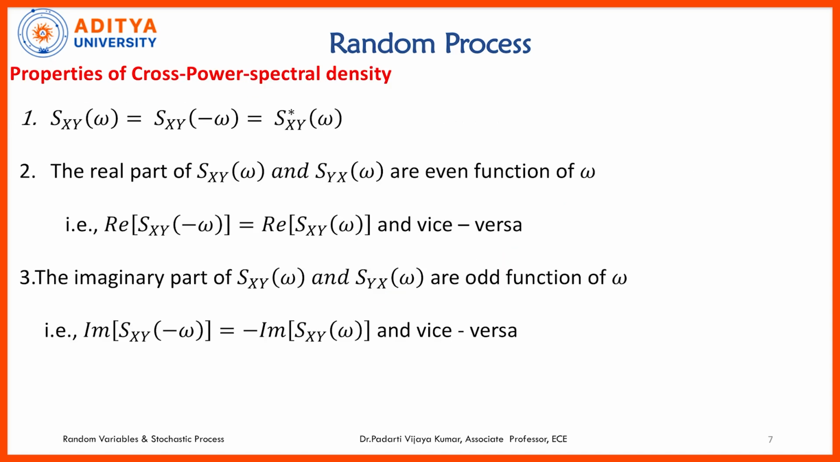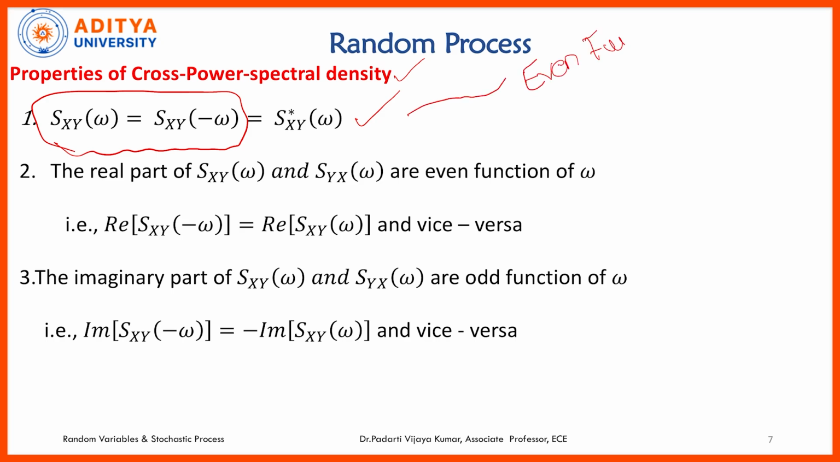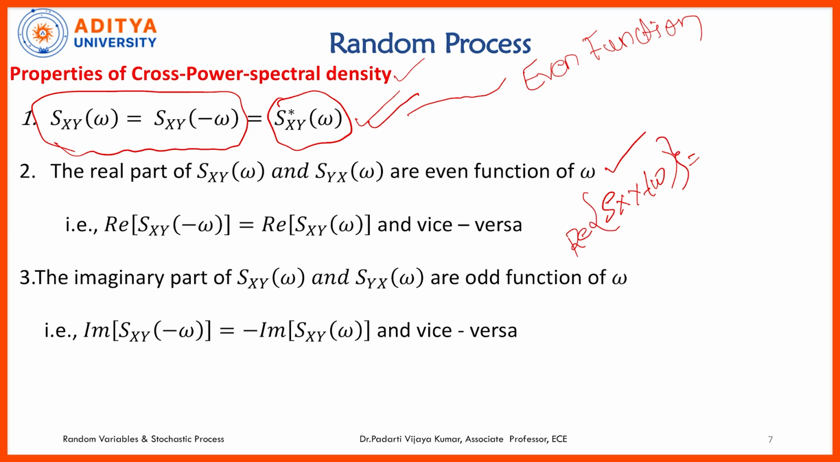So, the power spectral density properties and cross power spectral density properties are pretty much similar. So, Sxy of omega is equal to Sxy of minus omega. What does it mean? It is an even function of omega. And also one more parameter is there, Sxy star of omega. Okay, all these are mathematically equal. Second property, the real part of Sxy of omega is an even function of omega. Real part of Sxy of minus omega is equal to real part of Sxy of omega, and the converse is also true.